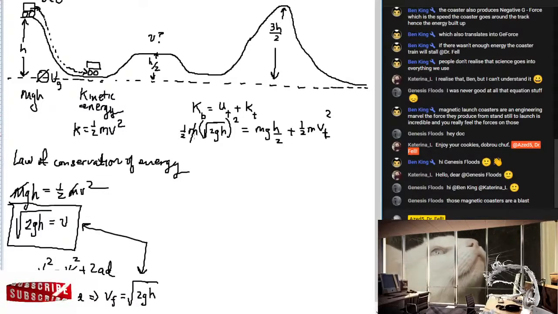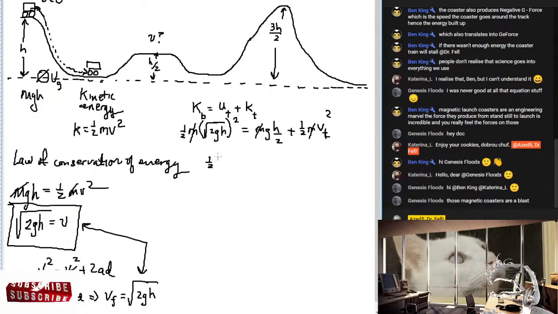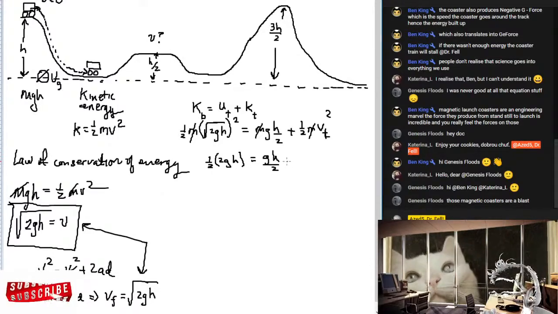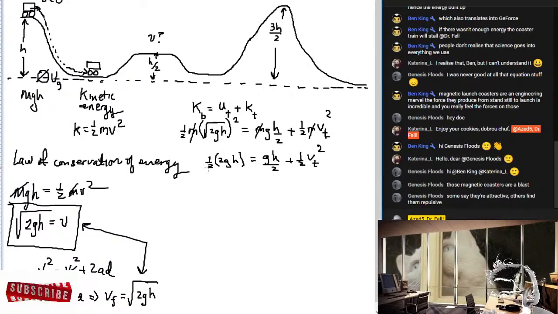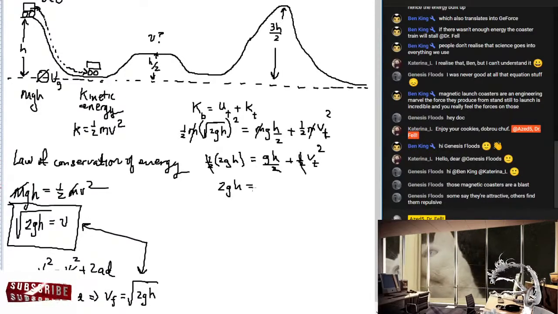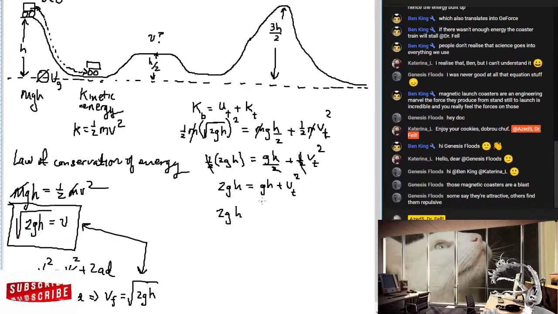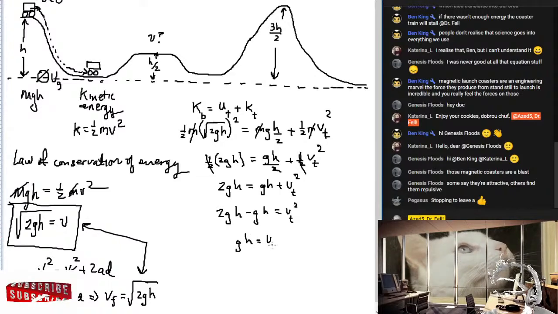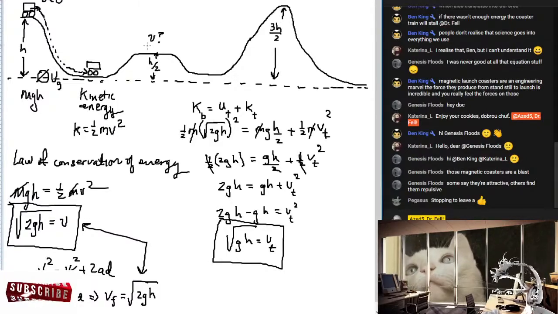So this, let's just get rid of the masses right off the bat. The square root of 2gh squared is just 2gh. So 1/2 of 2gh equals gh over 2 plus 1/2 of v top squared. And look, the halves cancel out in every term. So you get 2gh equals gh plus v top squared. So 2gh minus gh from the other side equals v top squared. So we get the square root of gh equals v top. So that's how fast this thing is moving when it gets to the top here.